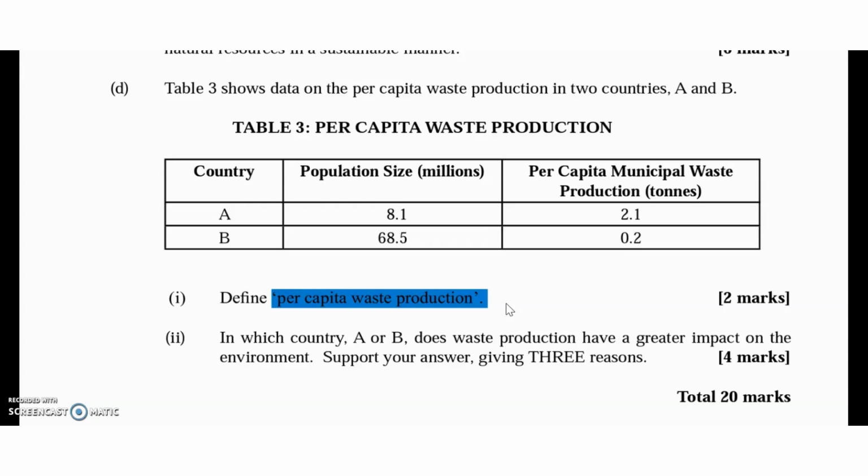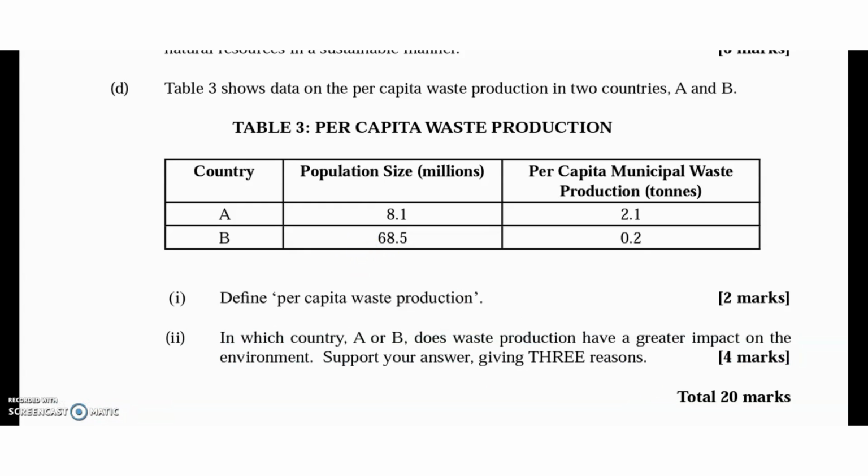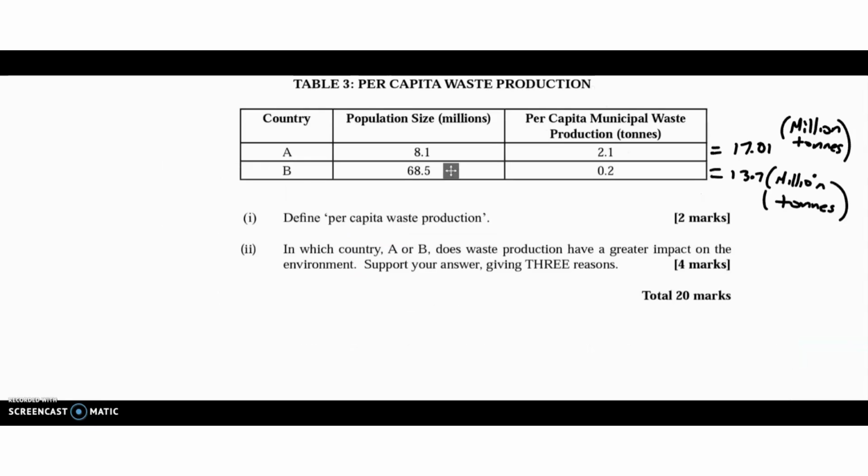Now, which country, A or B, does waste production have a greater impact on the environment? Support your answer giving 3 reasons. This is actually part 2. All right, let's go through quickly. Look carefully at the table. Now, I took the liberty of calculating this for you all, and we can actually see that country A has a higher total per capita waste production than that of country B.